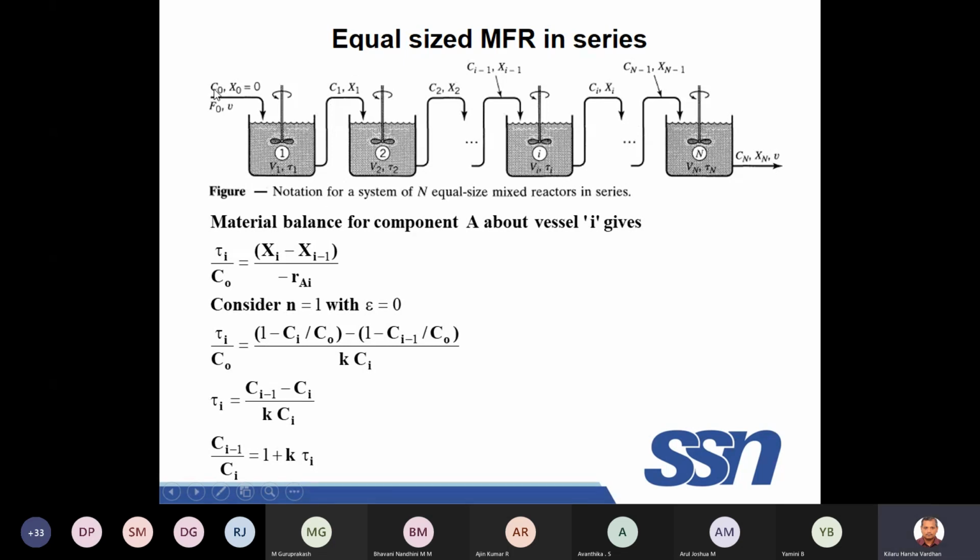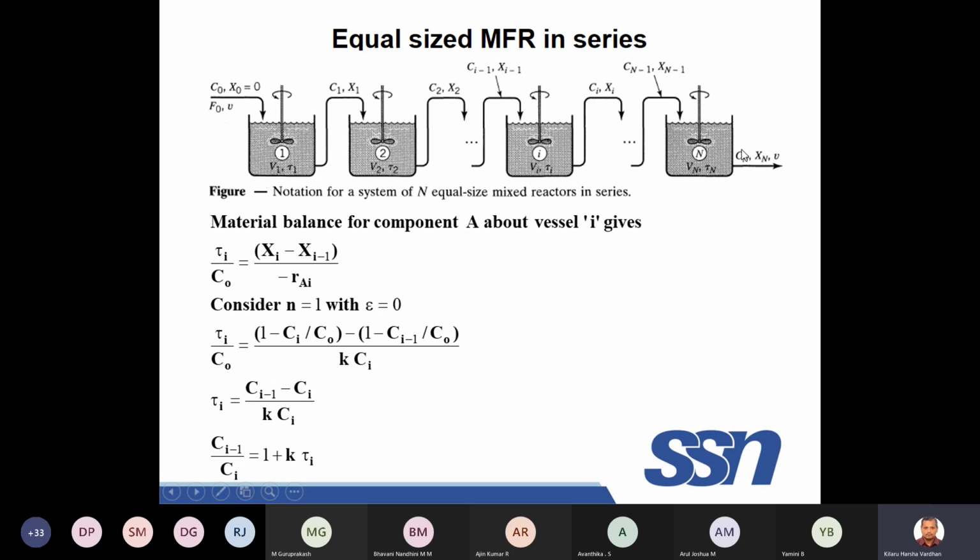Again, the inlet is C naught, X naught is the initial conversion, F naught is the molar flow rate, and V naught is the volumetric flow rate. V1 is the volume of this reactor, V2 is the volume of this reactor, but we are taking equal size, therefore V1 equals V2 equals Vi equals Vn. Where the volume is the same, the tau 1, tau 2, tau 3 will also be the same. So if you are assuming equal volume, then tau 1 equals tau 2 equals tau i equals tau 1, right?